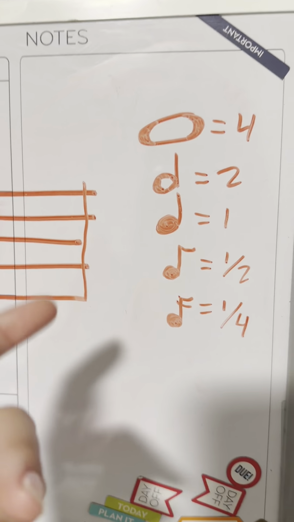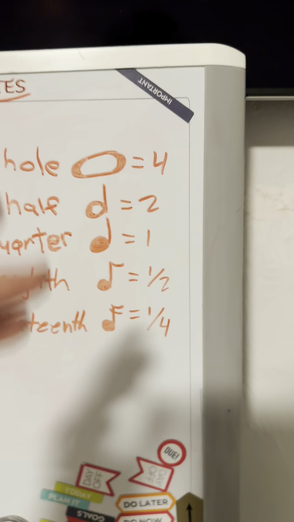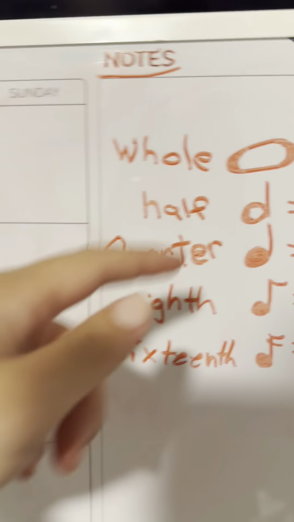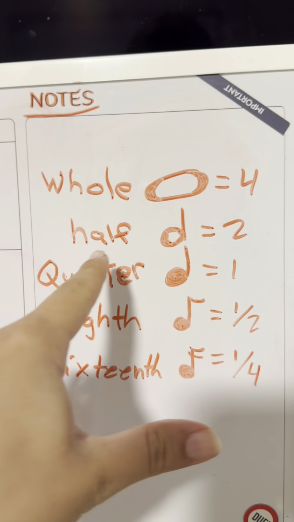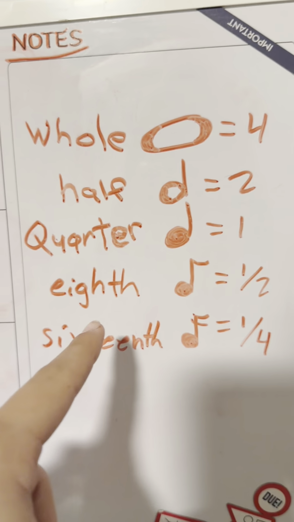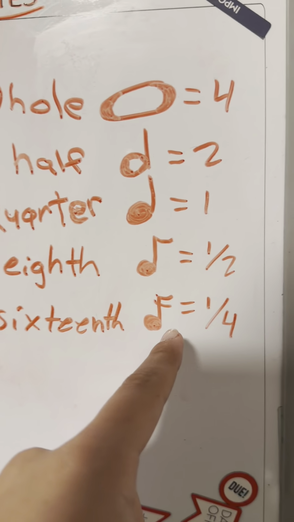Maybe you have, but I'm about to teach you what they are. Okay, I put the names. I don't know if I spelled them right, but whatever. So this is called a whole note. This one is called a half note. This one's called a quarter note. This one's called an eighth note, and this one's called a 16th note.